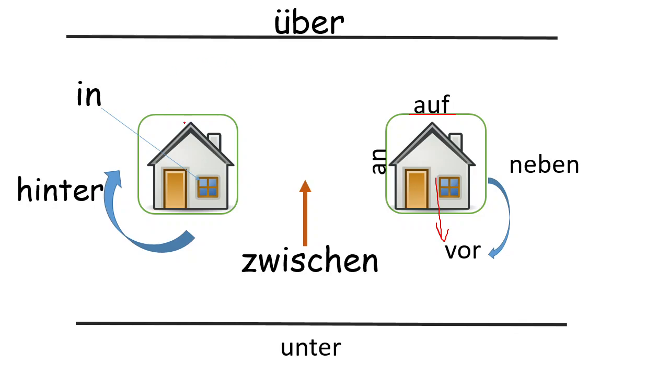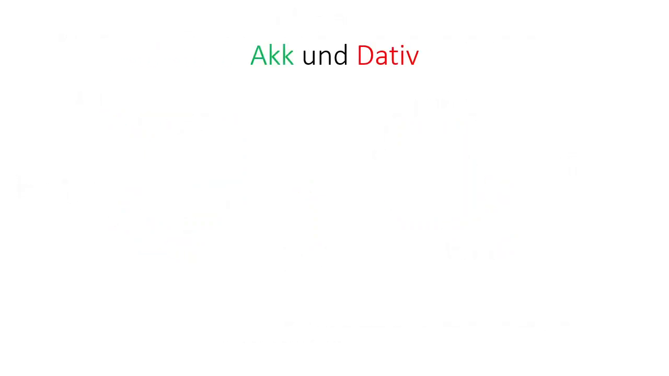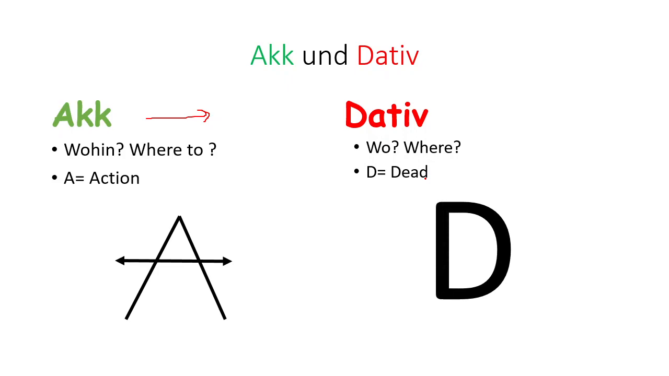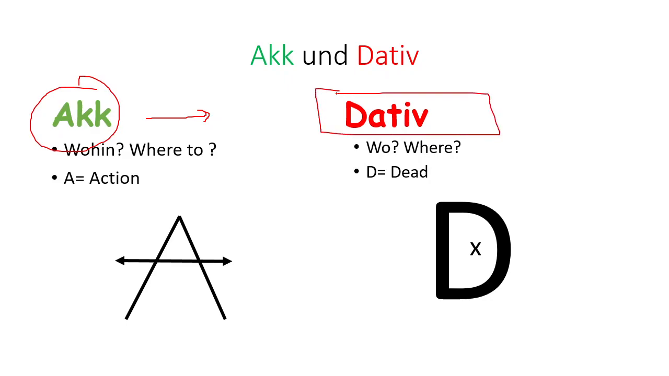Now we see when it takes accusative and when it takes dative. Accusative answers wohin, where to. Whenever there is action or movement, we use accusative with these prepositions, and when there is no action or no movement, we use dative. You can note that dative means no movement. If we are going somewhere, we use accusative. If we are at some place, not going, we use dative.